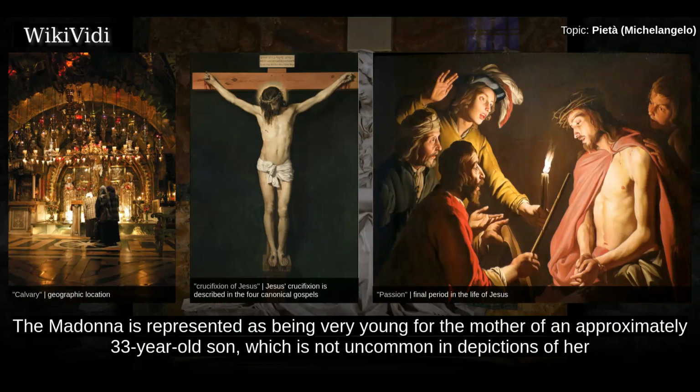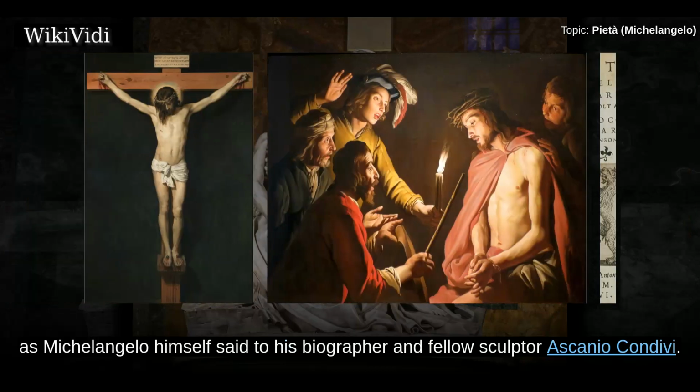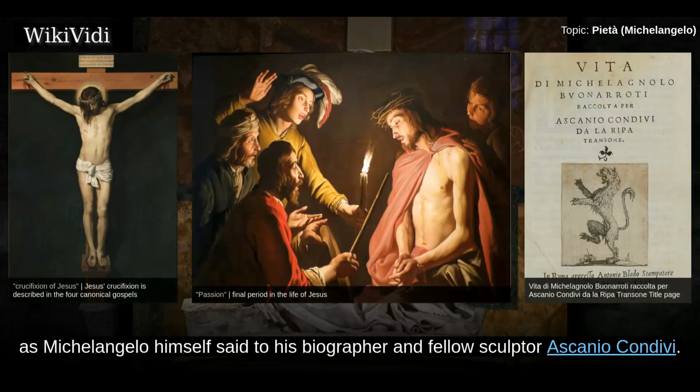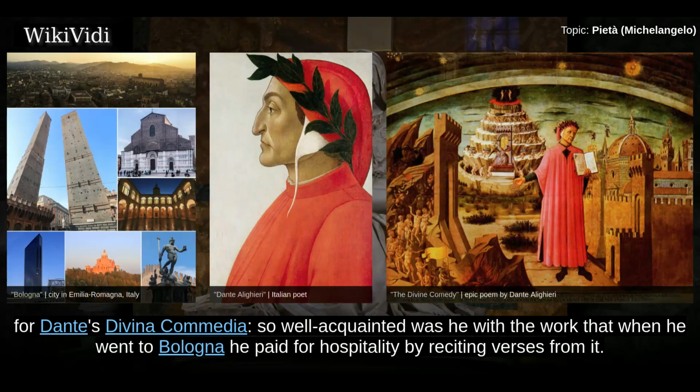The Madonna is represented as being very young for the mother of an approximately 33-year-old son, which is not uncommon in depictions of her at the time of the Passion of Christ. Various explanations have been suggested for this. One is that her youth symbolizes her incorruptible purity, as Michelangelo himself said to his biographer and fellow sculptor Ascanio Condivi. Another explanation suggests that Michelangelo's treatment of the subject was influenced by his passion for Dante's Divina Commedia.